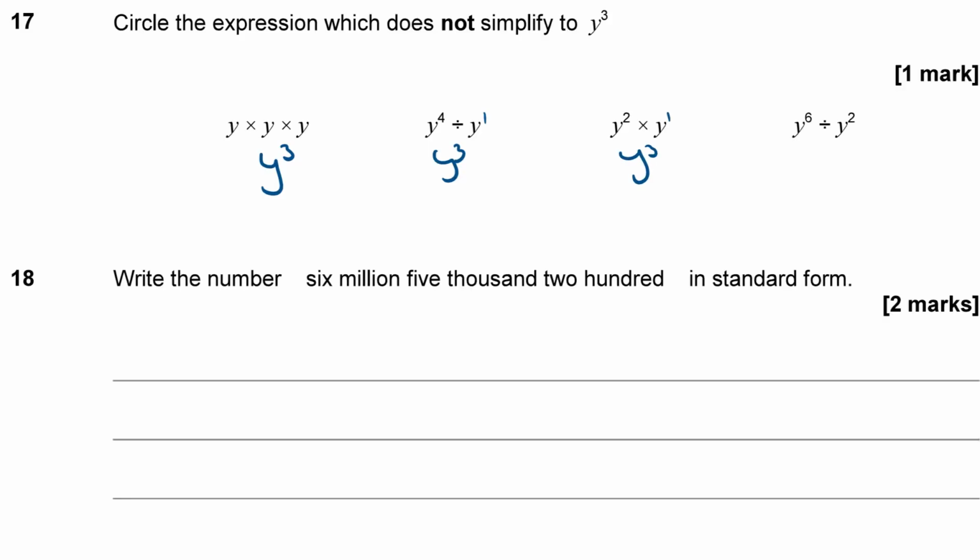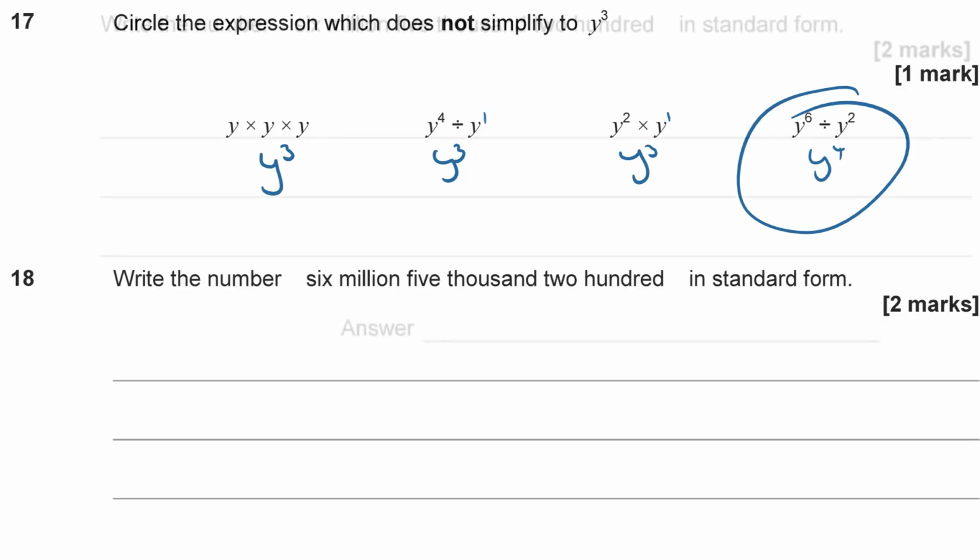And then finally, y to the 6 divided by y squared. Dividing numbers with the same base, you subtract the indices. 6 subtract 2 is 4. That one is y to the power 4. So which one doesn't simplify to y cubed? That one doesn't.